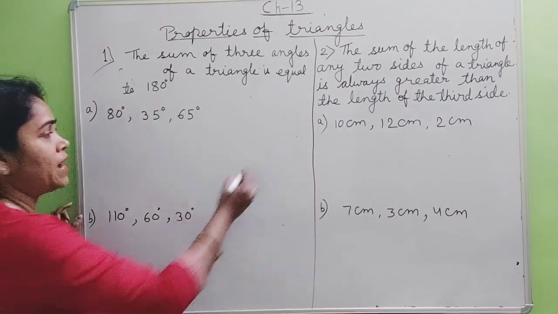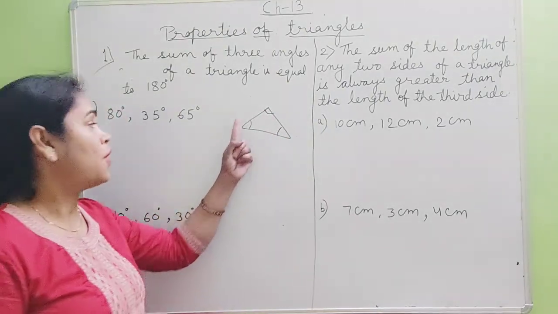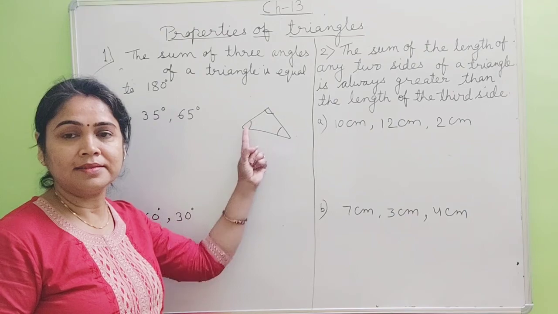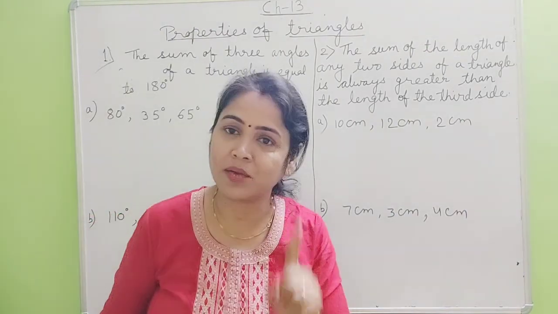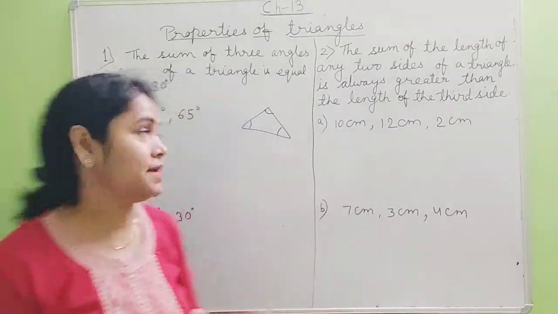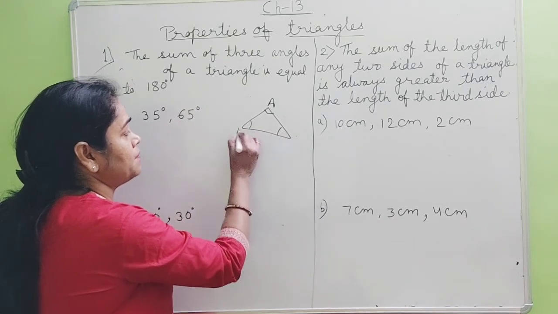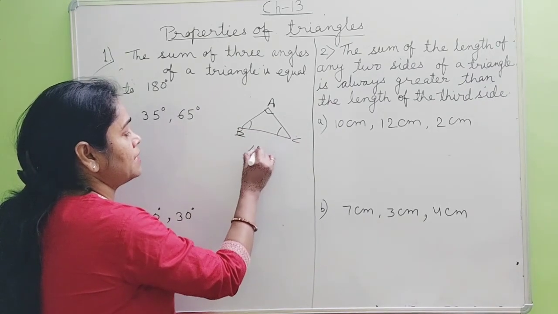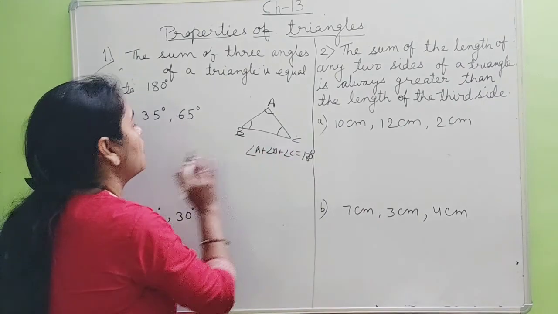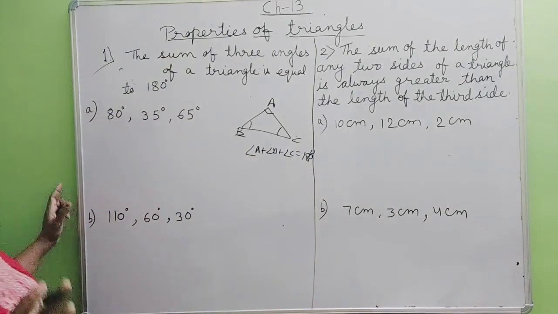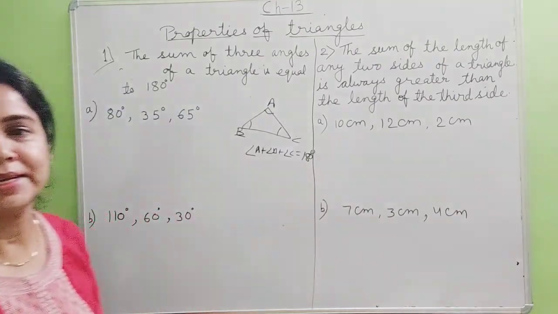Whenever you find any triangle, as I explained in my first video, the sum of all three angles inside the triangle will always be equal to 180 degrees. Suppose this is a triangle with vertices A, B, C. Then we can say that angle A plus angle B plus angle C is equal to 180 degrees, or that the sum of the three angles of a triangle is equal to 180 degrees.